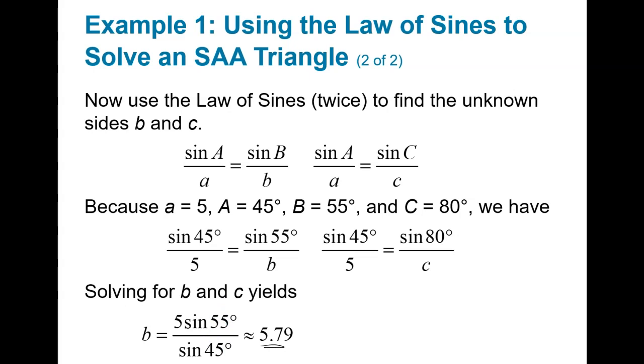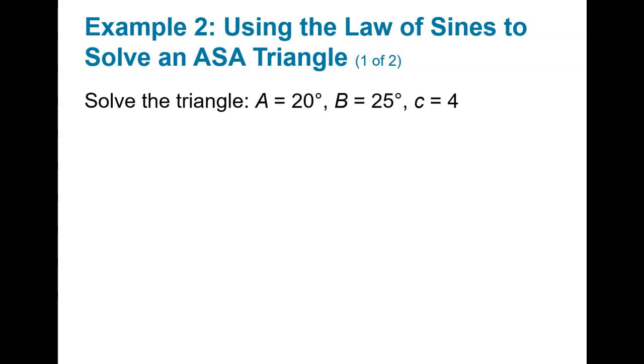All right, doing the same thing with c, we would get 5 sine 80 over the sine of 45. So again, 80 is much bigger than the 55, so we're getting 6.96. It'll always be the case when you do these setups that the largest side length is going to be opposite the largest angle.